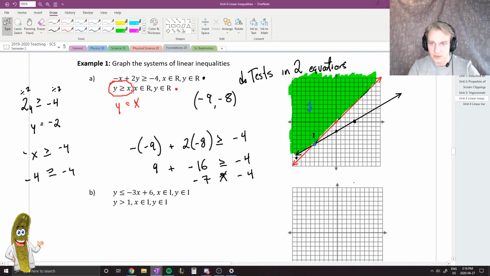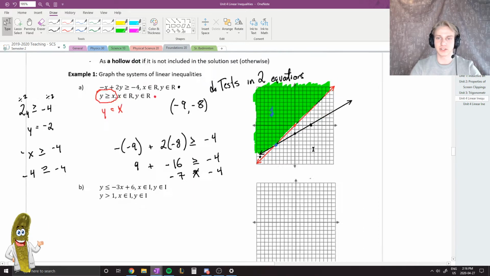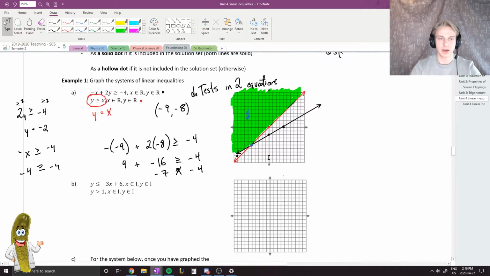1, 2, 3, 4, 5. So I drew my graph poorly, but we had the point of intersection of negative 4, negative 4.